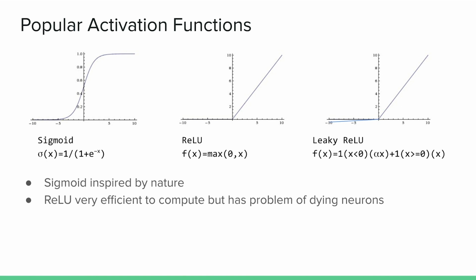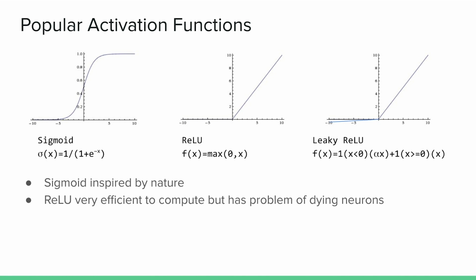So it just cuts off everything to the left, that is below 0, and otherwise just lets the signal go through when it's positive. And that is very efficient to compute, as you can see here. It's just an if statement, basically. And it has certain issues with dying neurons.